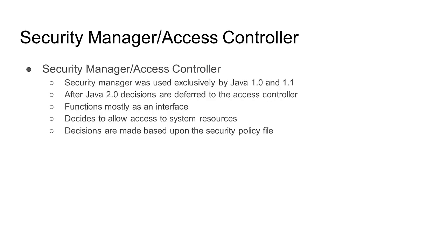The security manager was used with Java 1 and 1.2, but once Java 2 was released, the security manager deferred decisions to the access controller. When an application requests access to a system resource, the access controller grants or denies the request based upon the security policy file. By default, the security manager is disabled, meaning that all system resources are accessible. Okay, let's take a look at this policy file.